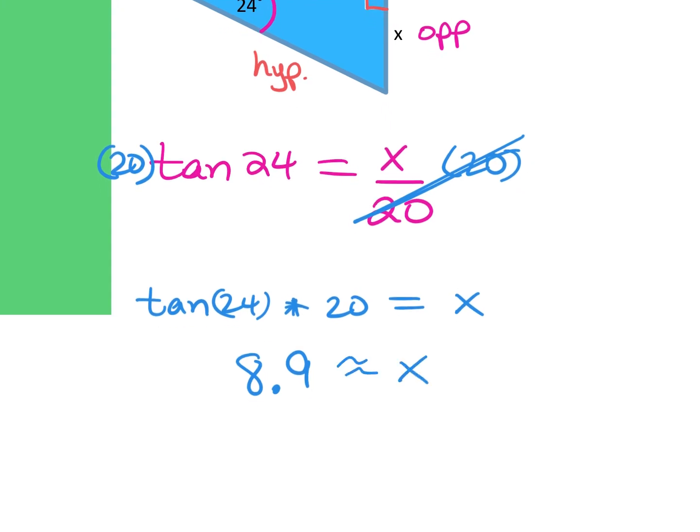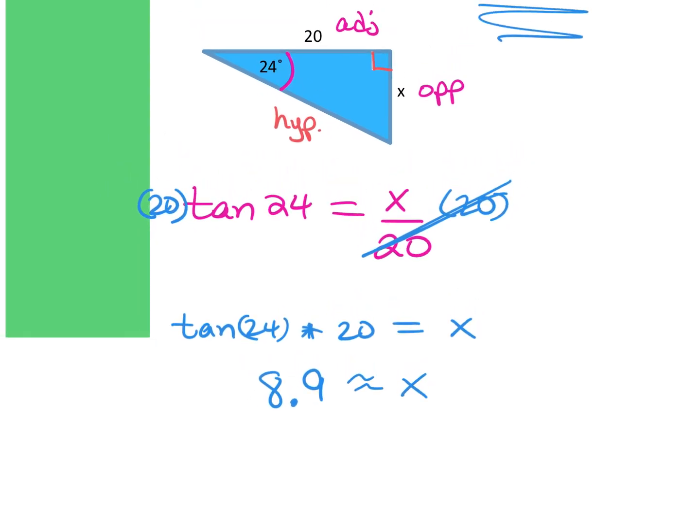Wait, so we put tan or tangent times 24? Well, you do tan, it should open the parentheses. Now, do not round that tangent of 24. Leave that huge number on your calculator and then multiply it by 20. And then hit enter. This little blob is supposed to be a multiplication sign. We're multiplying tan of 24 times 20.